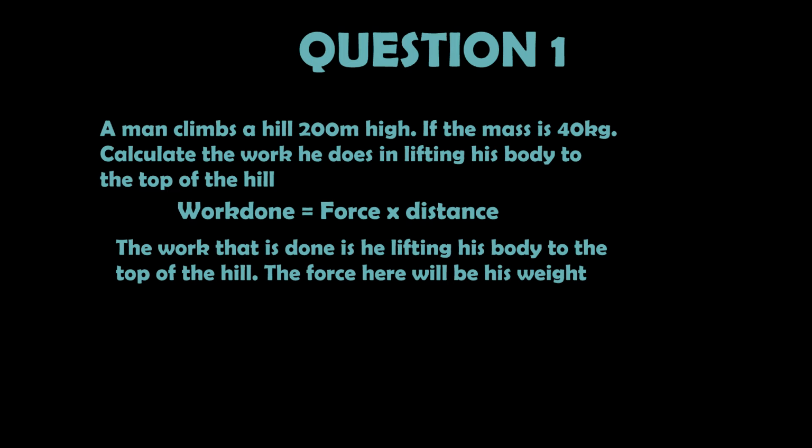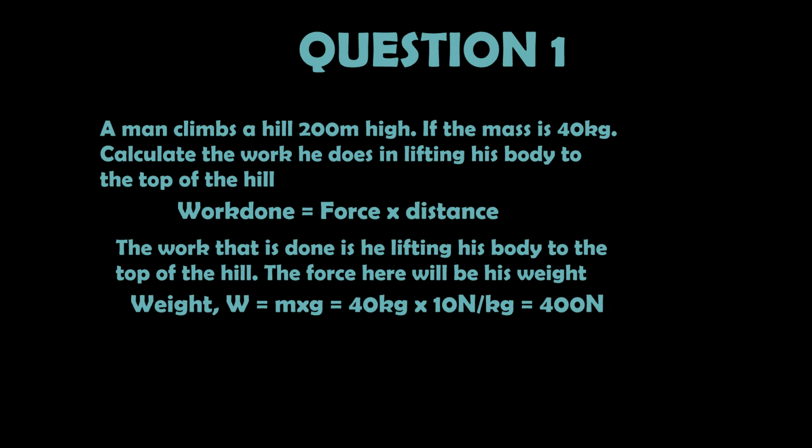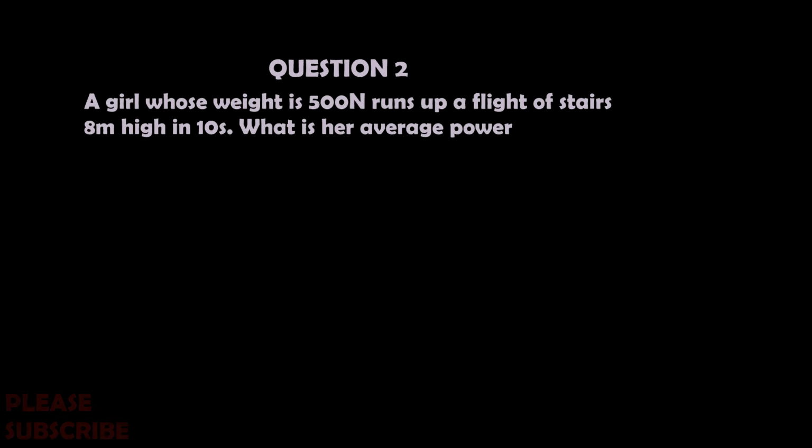So our force here is going to be his weight. Weight is given as mass times gravitational field strength. And when we put in our values, we'll end up getting 400 newtons. Work done therefore is 400 newtons times 200 meters, which is the distance, giving us 8 times 10 to the power 4 joules.